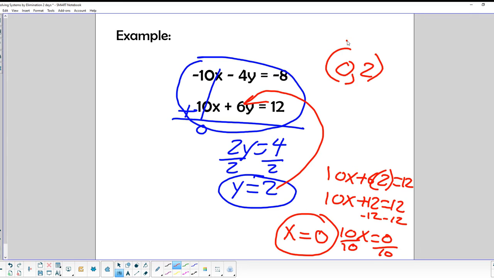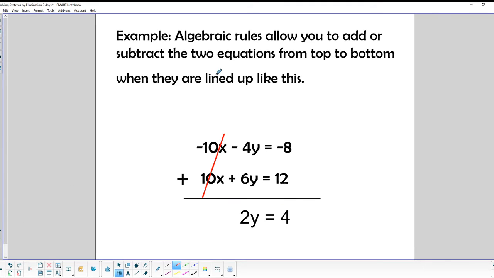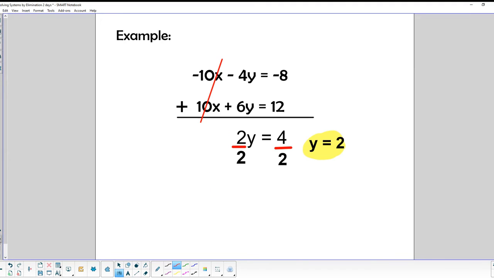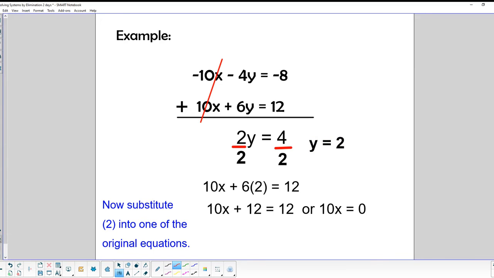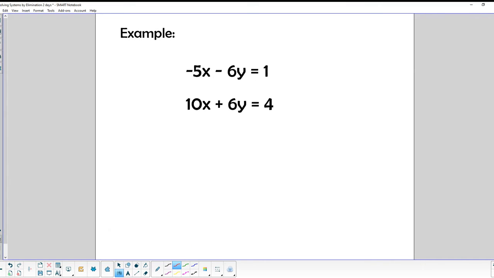All right, very good. So there's your first answer. Let's try another one. All right, so in this one, next couple of slides, we're going to kind of review the process. So first of all, we added together and got rid of the zero pair. Then we solved for y and got 2. We substituted that 2 back in for the y value in the second equation. And then when we solved it, we ended up with x equals 0. And that was our answer.